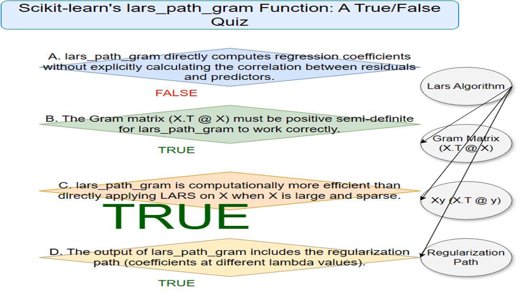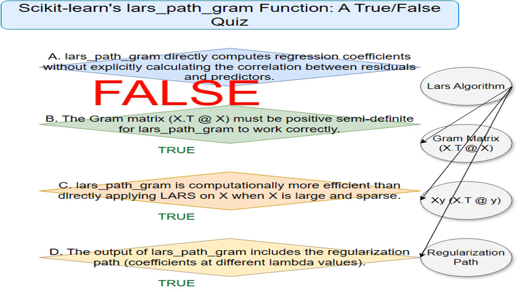Absolutely true. The whole point of lars_path_gram is to give you the regularization path, a series of coefficient values for different penalty strengths, lambda. It's like watching a movie in slow motion. You get a clear picture of how each coefficient changes as you adjust the regularization parameter. This is extremely valuable for model tuning and interpretation.